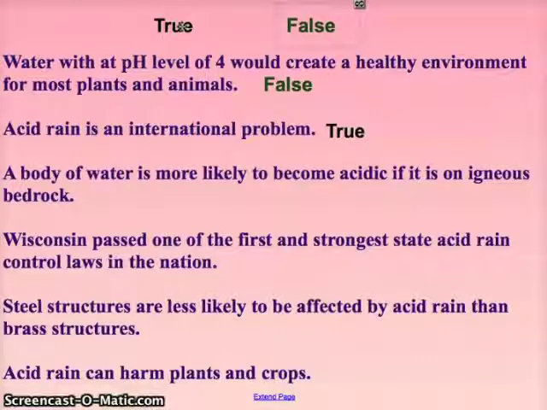Well, think about this. A body of water is more likely to become acidic if it's on igneous bedrock. This would be true because if it was on limestone bedrock, it would actually be buffered and the pH would be higher. But if there is no buffering, it would actually get to be lower.